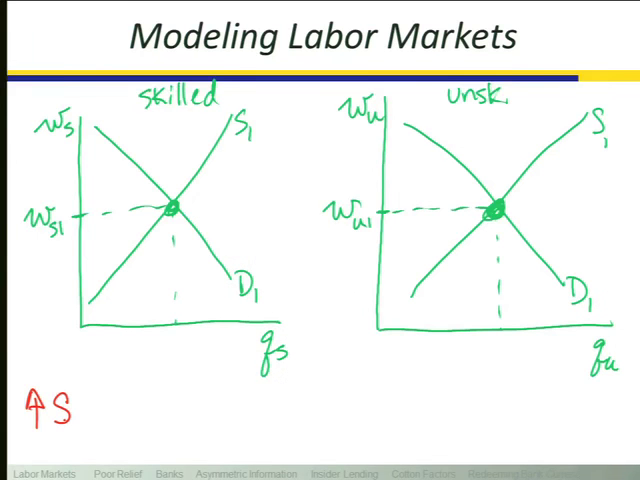So we're going to get an increase in supply, but the increase in the supply of unskilled workers is going to be bigger than the increase in the supply of skilled workers. So draw an increase in the supply of skilled, S2. Draw a big increase in the supply of unskilled, S2.